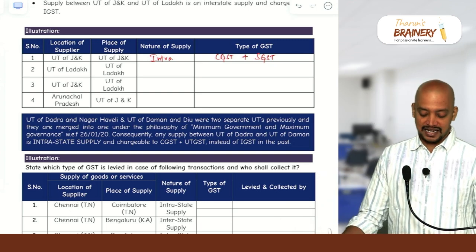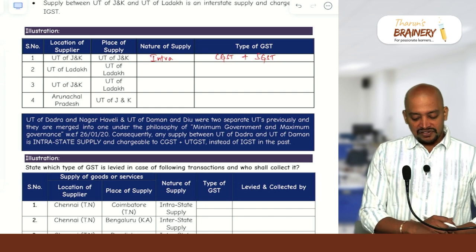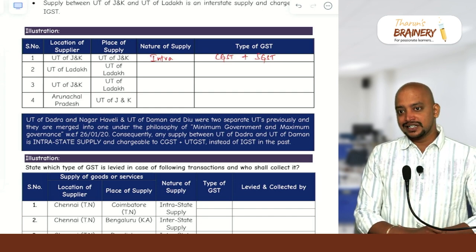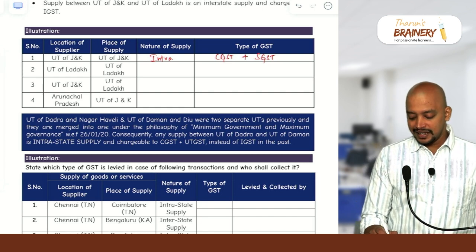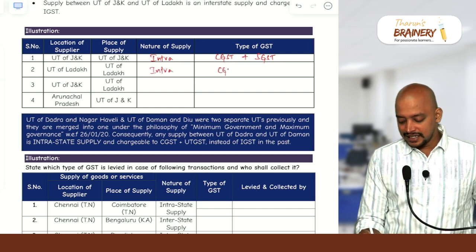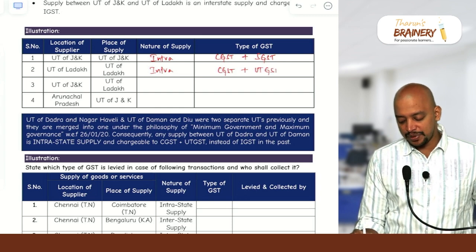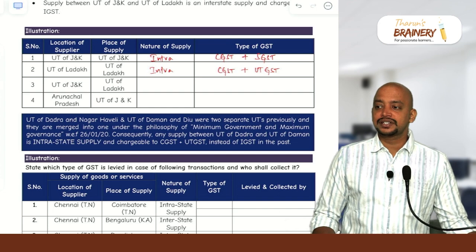So SGST. Then next, second one, Union Territory of Ladakh and place of supply also Union Territory of Ladakh. Now, intra, GST will be CGST plus SGST or UTGST? UTGST, because Ladakh is a Union Territory without state legislature.